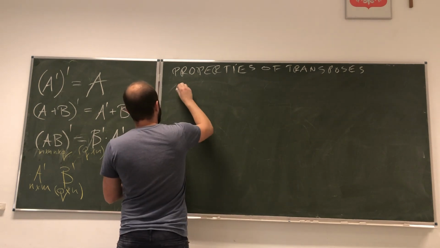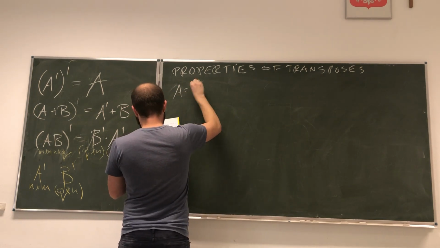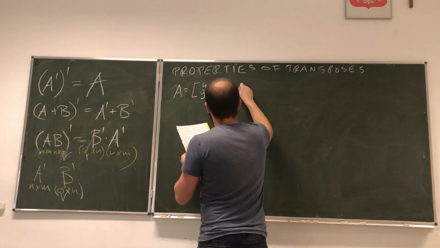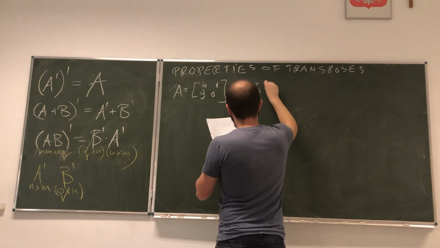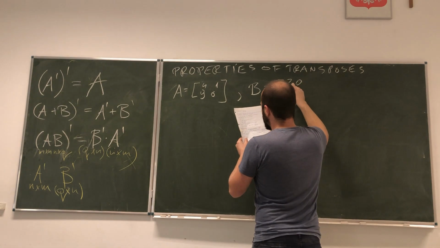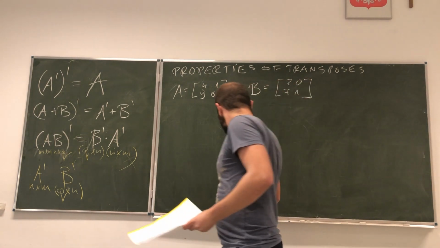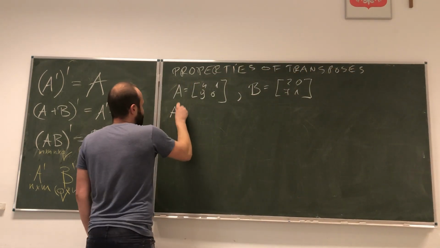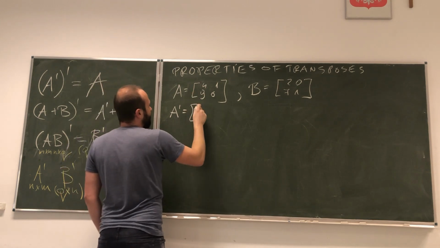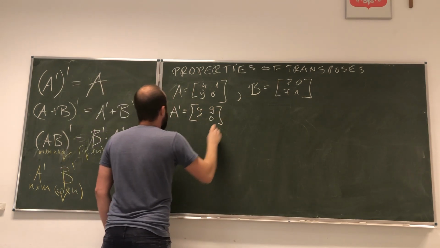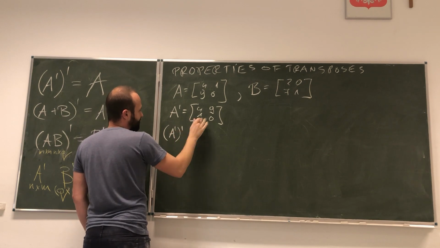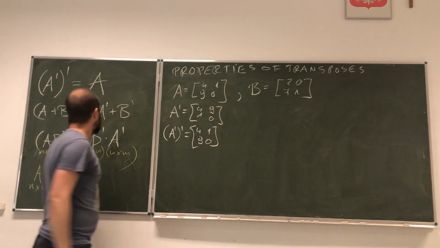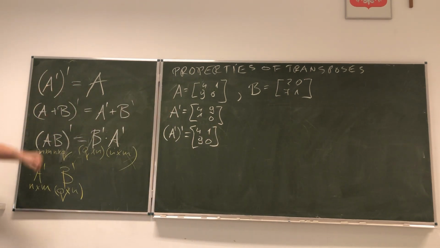Let's just say that we've got matrix A, which is 4, 1, 9, 0, and matrix B is 2, 0, 7, 1. First let me transpose A. This will be 4, 9, 1, 0. And now if I transpose the transpose, I'm going to get 4, 1, 9, 0. So we see that this property works pretty well.